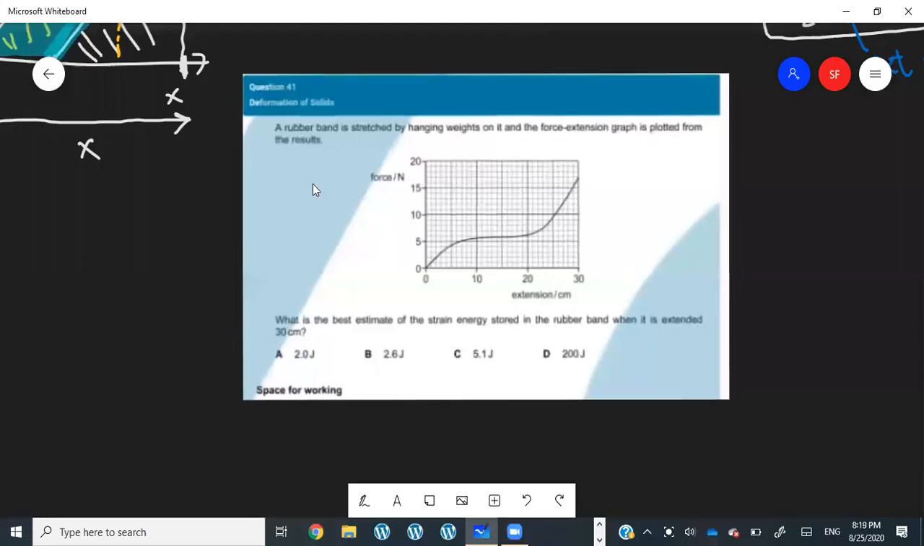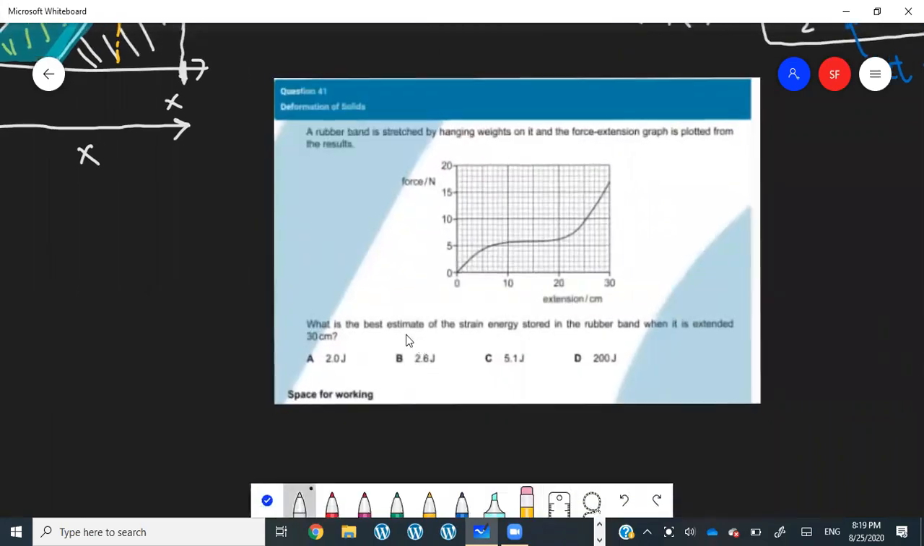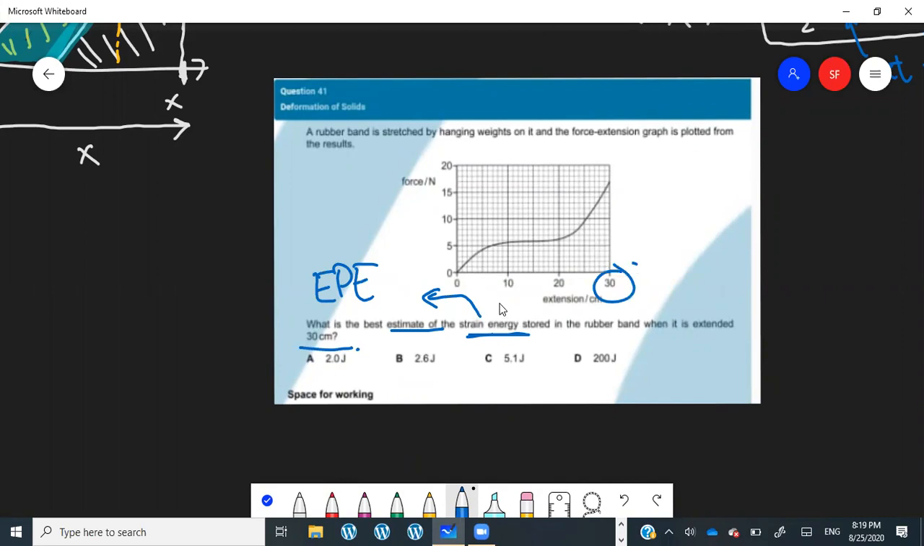Yes, elastic potential energy is being asked over here. A rubber band is stretched by hanging weights on it, and the force extension graph is plotted. What is the best estimate of the strain energy? They're asking you the estimate of energy. Strain energy is actually the elastic potential energy. It's also called strain energy in the rubber band where it is extended to the 30 centimeter mark. So we'll check it from 30. You'll need to calculate this entire area basically.